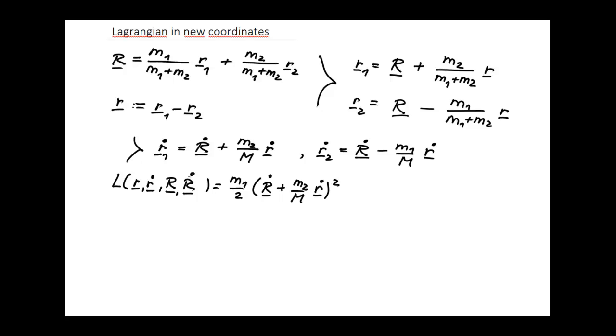So there's the kinetic energy of the first mass. Then we have the kinetic energy of the second mass. That was m2 over 2 times the velocity of the second mass squared. The velocity of the second mass we found was capital R dot minus m1 over capital M little r dot, squared, minus the potential energy, which is simply given as u of the distance between the two masses.